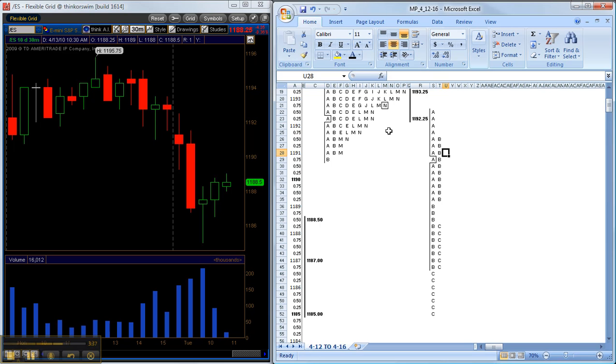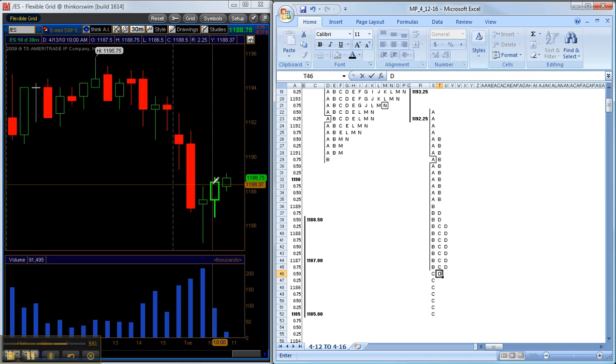I like to see it in progression going throughout the day. So we'll go ahead and draw the next one, which would be D, and it had a high of 88.75. So we'll put D in right here. And it had a low of 86.50. So we'll go down, continue to 86.50.